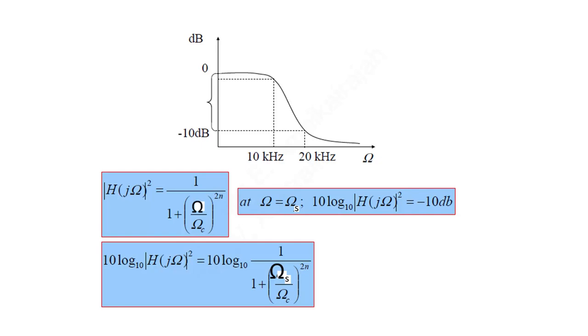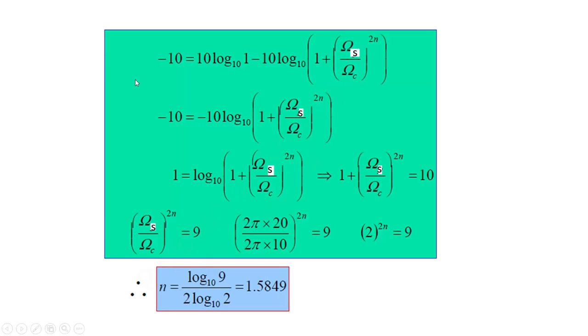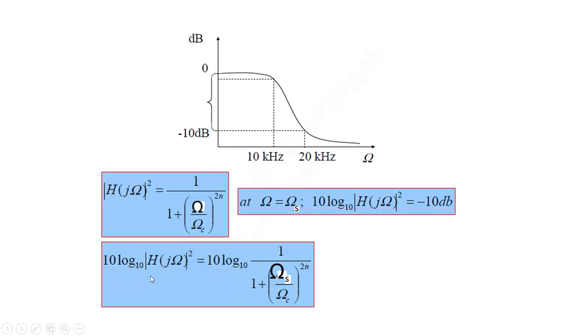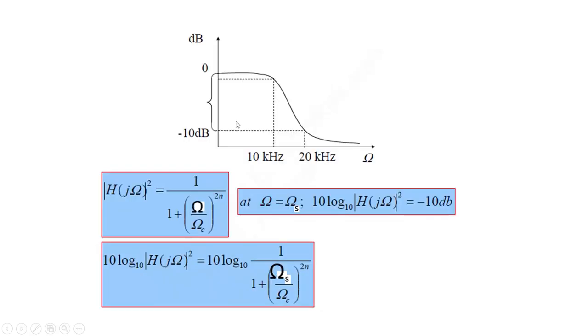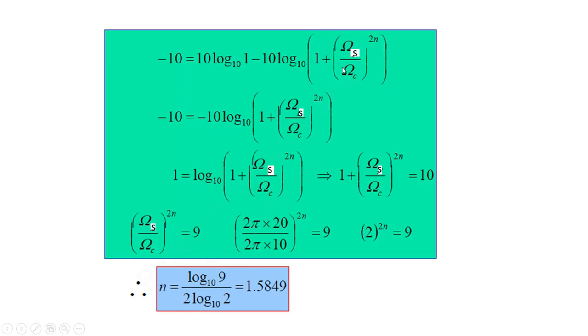Let's see the case further. Now this is minus 10, why? Because 10 log10 |H(jω)|² is minus 10 dB, as I have already explained. So it is minus 10. Let's open up this log of 1 minus log of this term. Log of 1 is 0, we know that. So minus 10 is equal to minus 10 log10 of the term omega s by omega c, to the power 2N.